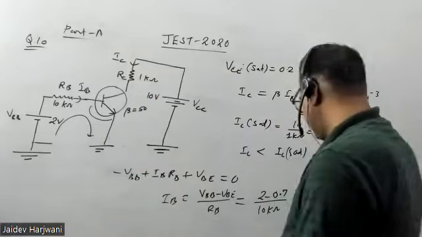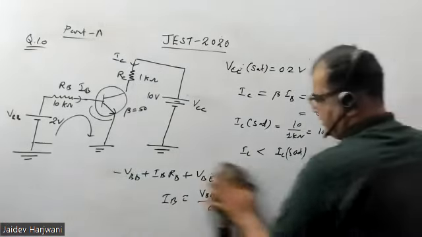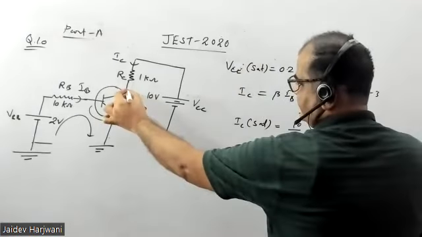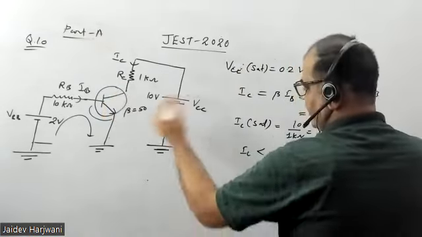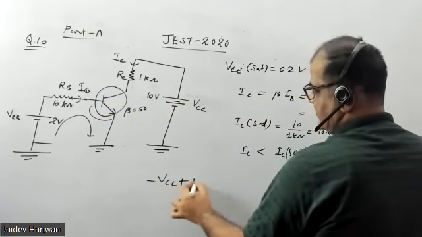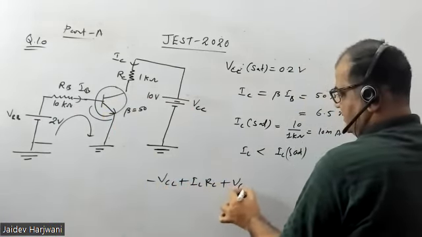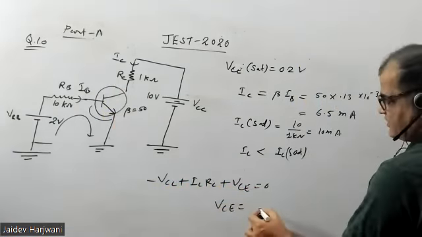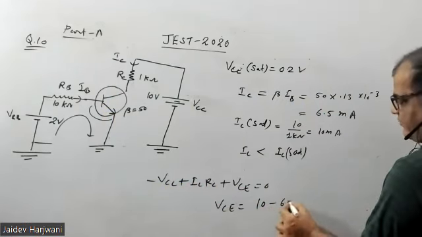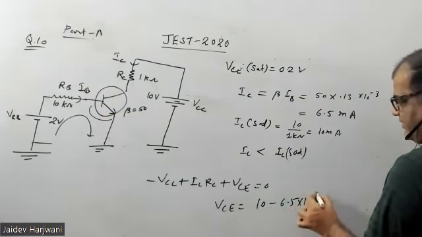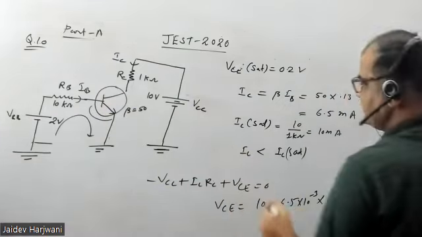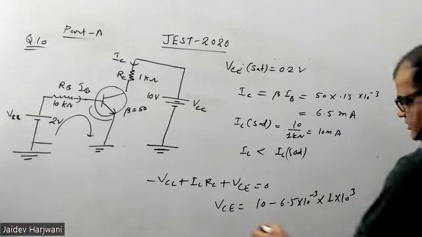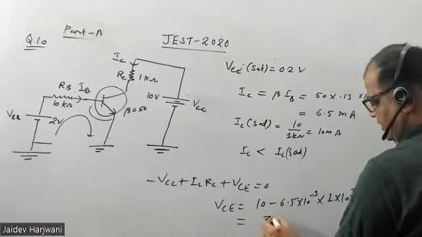So now we can also find VCE. If I take the output loop, I can write minus VCC plus IC RC plus VCE equals 0. And this gives me VC equals minus VCC, that is 10 volt, minus IC, already calculated as 6.5 milliampere, times the RC value given as 1 kilo ohm. So this gives me VC equals 3.5 volt.